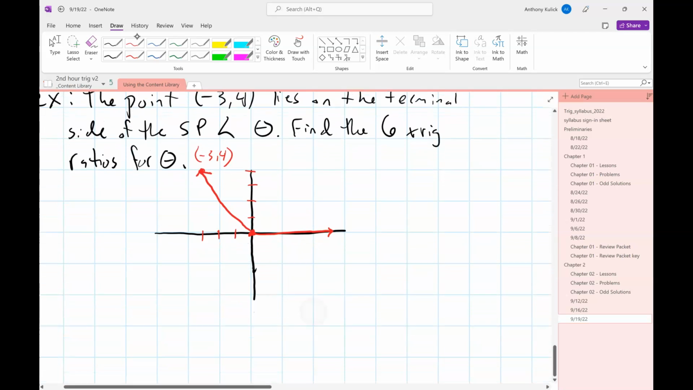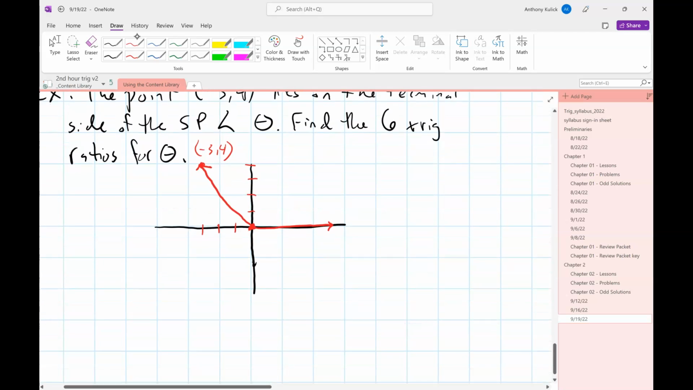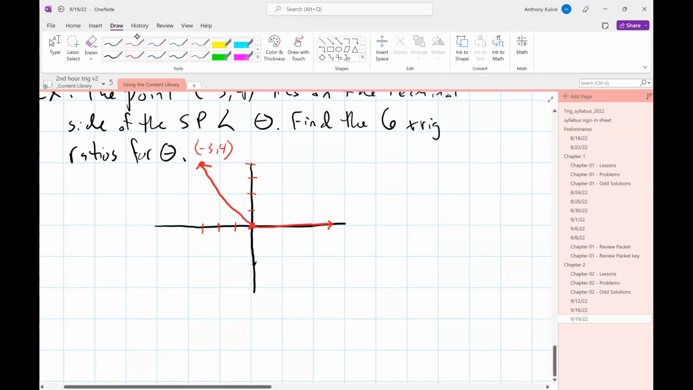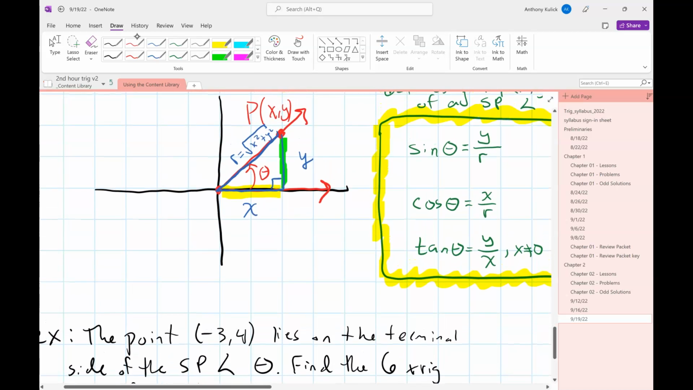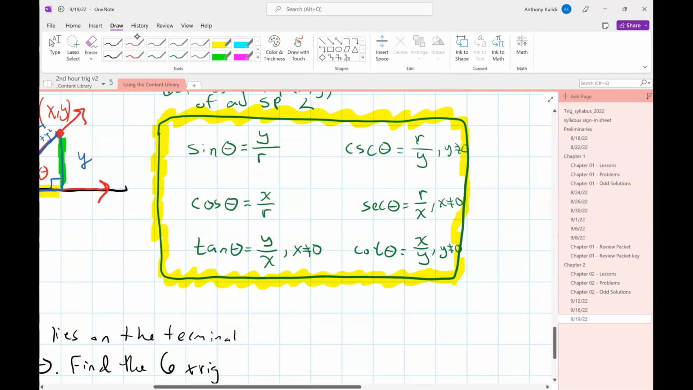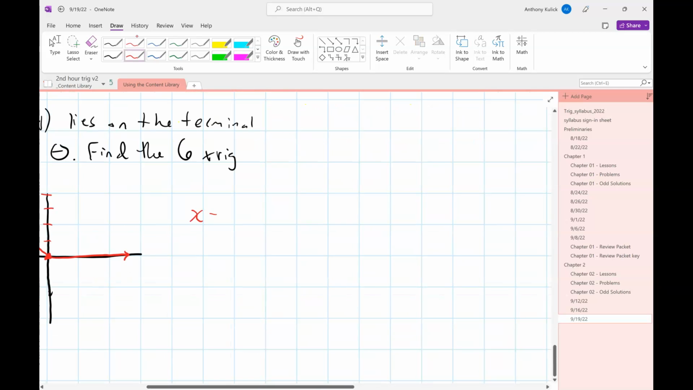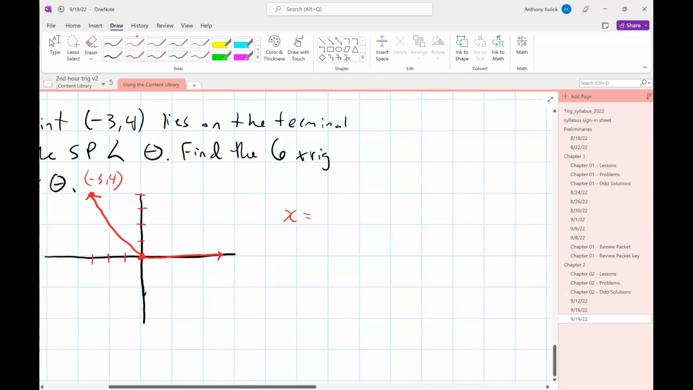Yes, sir. Standard position. Yep. I'm going to use that abbreviation pretty frequently for standard position. Okay. So the 3 things I need now, if I'm given a point on the terminal side for a standard position angle, to do my trig ratios, I need a value for x, I need a value for y, and then I need a value for r. Okay? Well, x is -3. Y is 4.